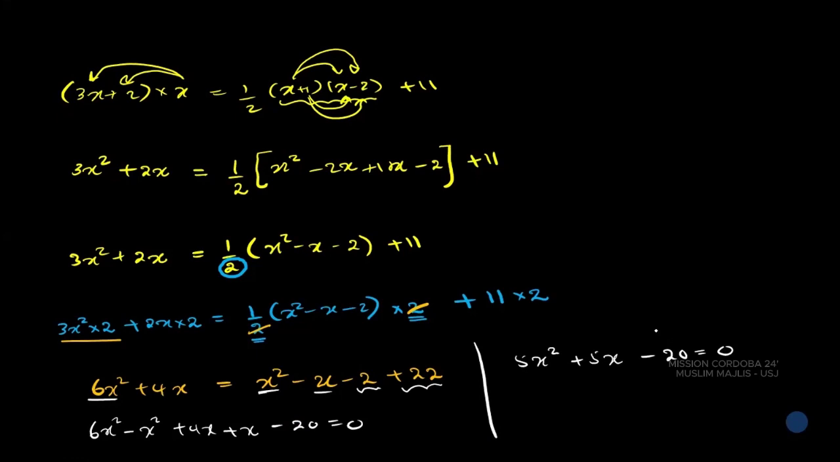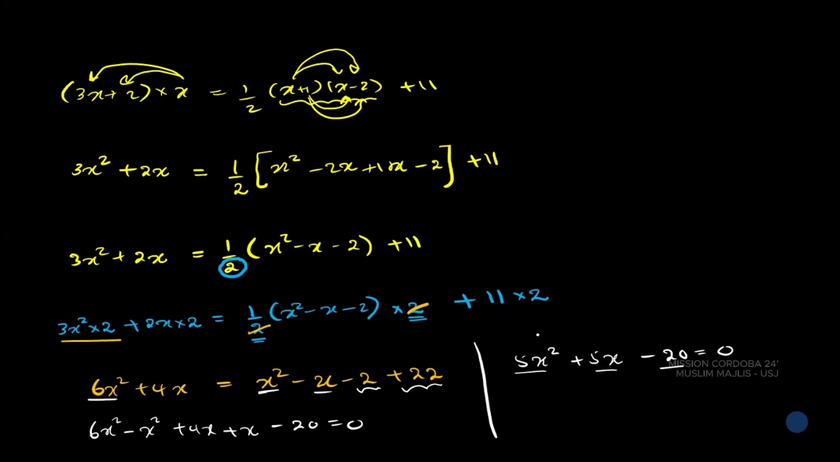6x square minus x square is equal to 5x square. 4x plus x will give you 5x, minus 20 is equal to 0. So I can see there is a common factor in each term in this left-hand side expression. What's that common factor? 5. 5 is the common factor.